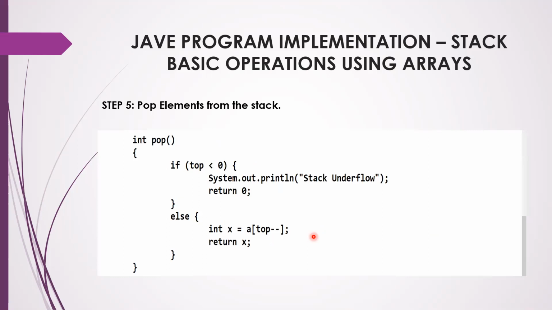Now you have to pop elements from the stack. When you pop elements from the stack, you get some value. So that value, I have declared as integer. You get some value back. It's not like the Boolean operation which you do in push, where you just push an element. Here you delete an element and it's returned, right? So it is some value you're getting back.